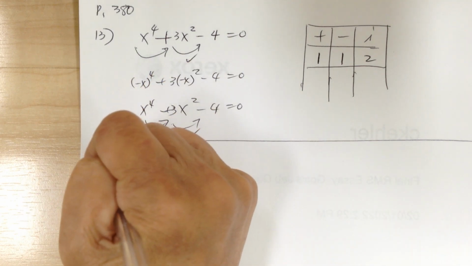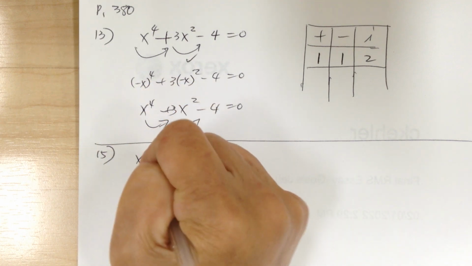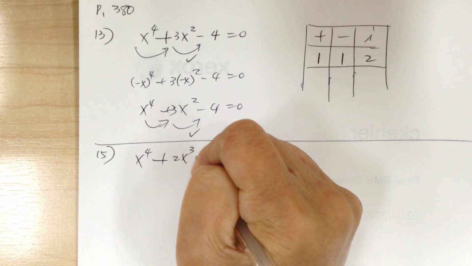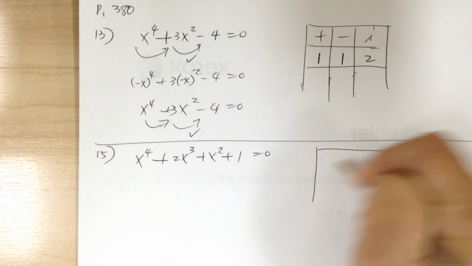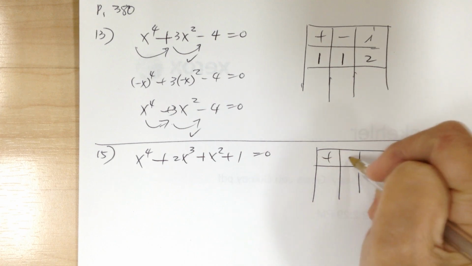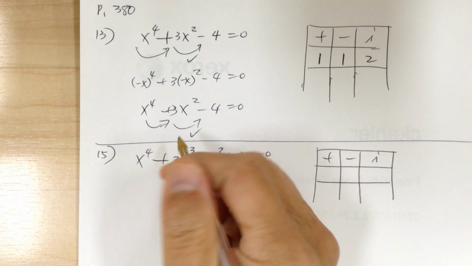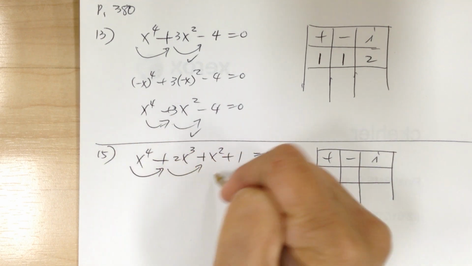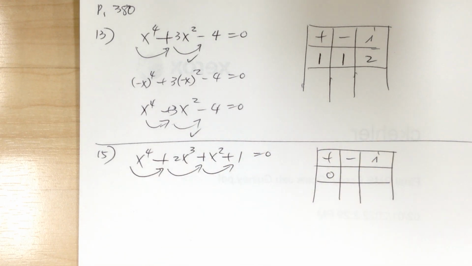Okay, so let's go to number 15. You've got x to the 4 plus 2x to the 3 plus x to the 2 plus 1 equal to 0. So again, positive, negative, imaginary answers. You can see how many times we change signs. Positive to positive doesn't change, does not change, does not change. So this one has no positive roots.